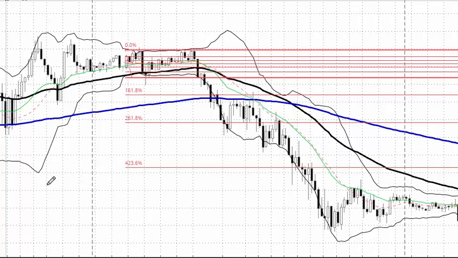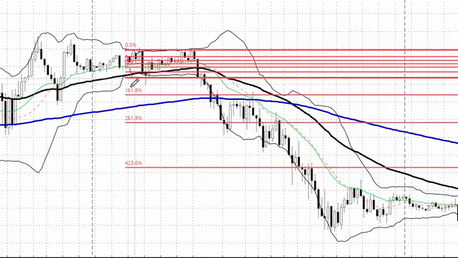I didn't mean to complicate things earlier, but just focus on this 161.8 to 423.6. Let's stick to the basics for now, and you'll be good to go. I would start practicing this in the past. Don't necessarily look to forecast in the future right now.